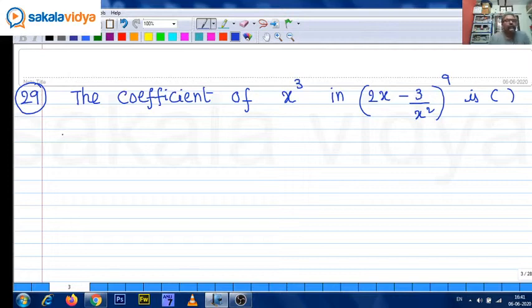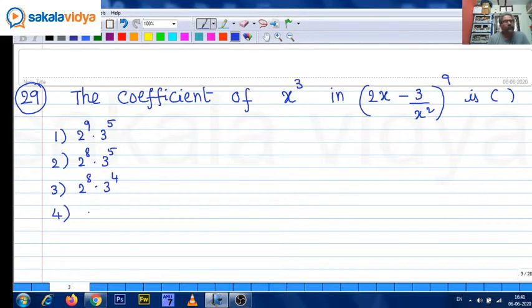Now the first option, 2 power 9 times 3 power 5, second 2 power 8 times 3 power 5, third option 2 power 8 times 3 power 4, fourth option 2 power 9 times 3 power 4. Coefficient means the numerical value we need to find out.